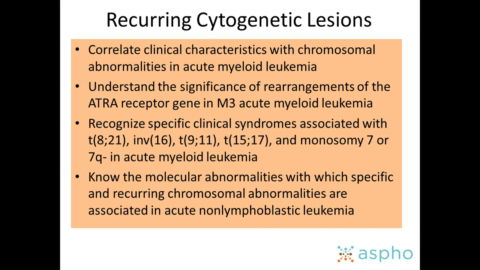Okay, so again, I'm going to hammer down on these recurrent cytogenetic lesions because there's a lot of things in the board specs and they ask a lot about it. So they'd like you to correlate clinical characteristics with these abnormalities, which we started on, understand the significance of rearrangements of the ATRA receptor in M3 or promyelocytic AML, recognize specific clinical syndromes associated with these cytogenetic abnormalities and the molecular abnormalities with which these things are associated. So you can tell this is an old content question, this last one, because they call it acute non-lymphoblastic leukemia. I'm pretty sure the last time that phrase for AML was in vogue was before I was born, and I won't tell you when that is.